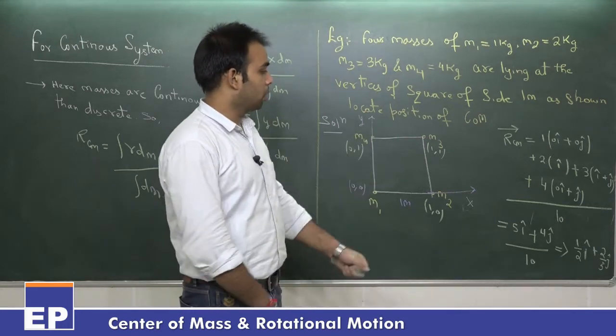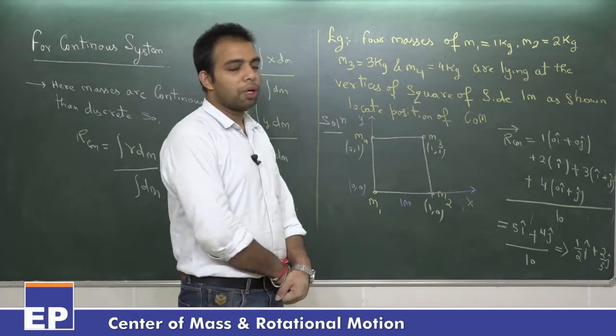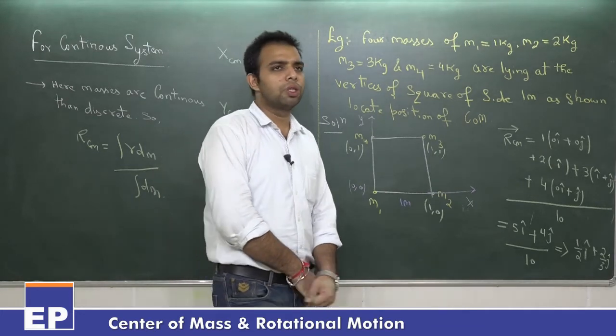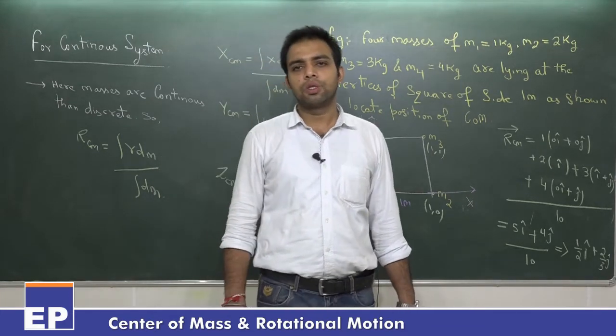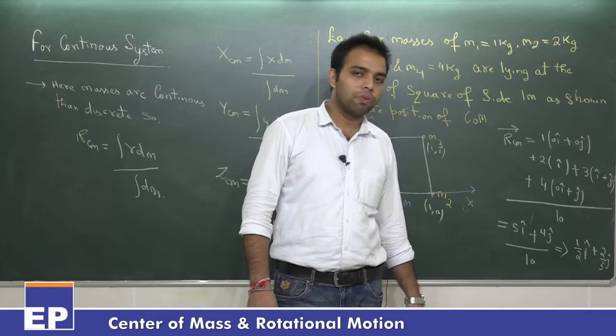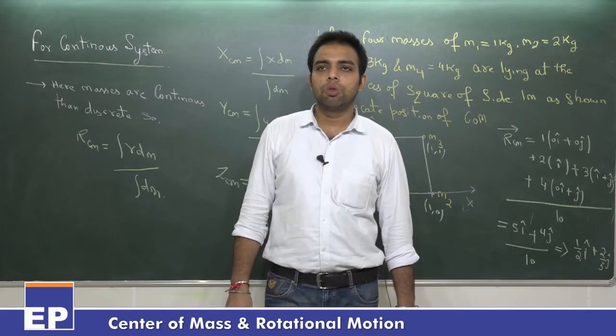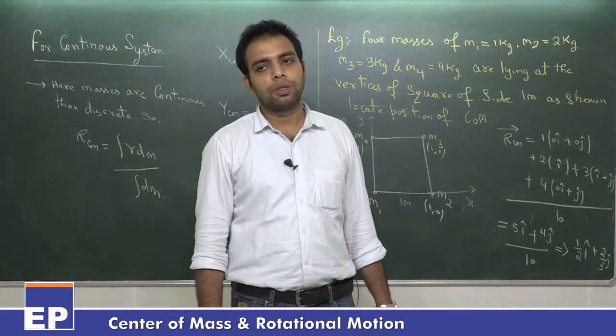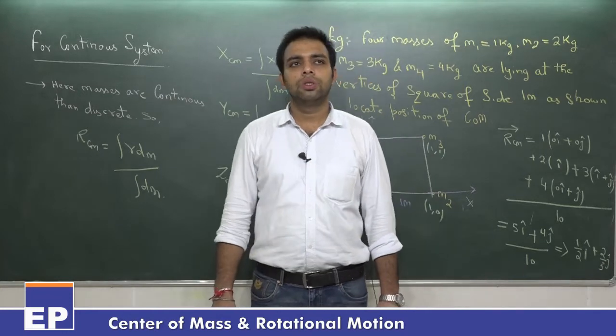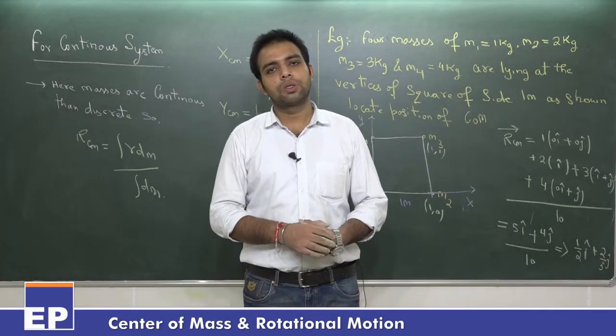Like if I have considered the mass at origin, my position of center of mass is calculated as half I cap plus 2 by 5 J cap. So this is the position. So in the discrete system we will do like this. Is it clear to all of you? So this is the way to solve the discrete system.